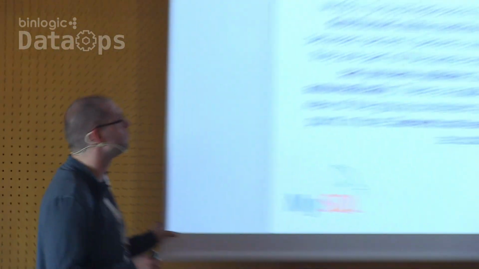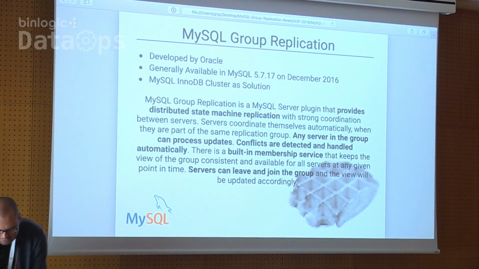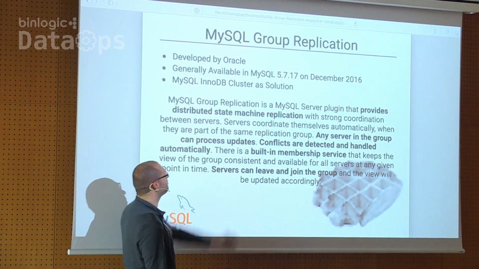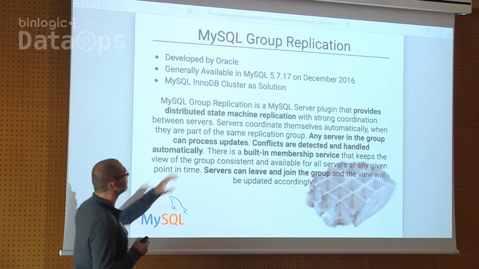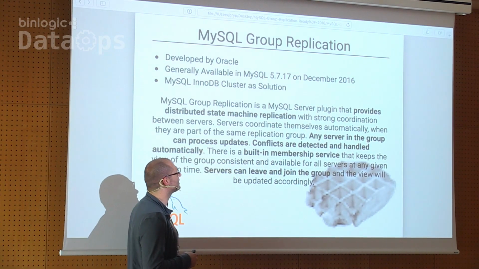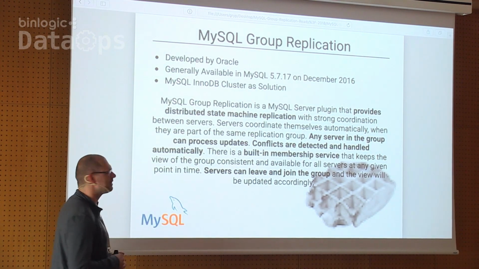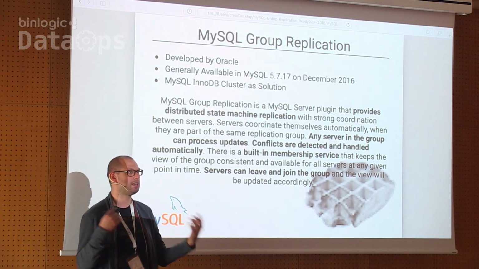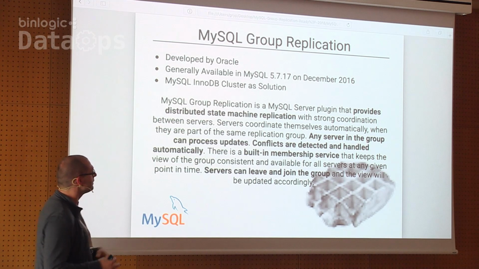Group Replication is an Oracle-developed plugin. It's been generally available since MySQL 5.7.17. And this is the definition coming from the website. Basically, it provides distributed state machine replication. Any server in the group can process updates. There's conflict detection, so in theory you can have multiple masters, write to all of them, and that will just work. Conflicts will be detected and handled. There's an automatic membership service, so nodes can join and leave the cluster. And that's basically it.